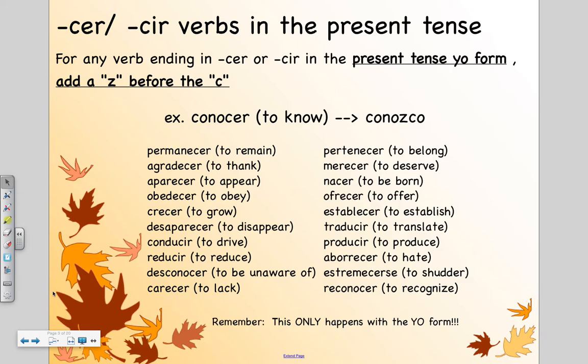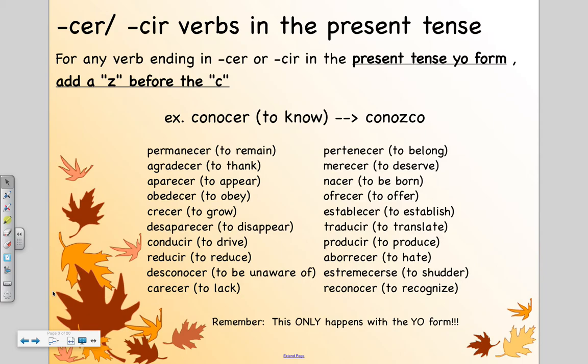CER and CIR verbs in the present tense. These have a slightly irregular yo form, and you've already seen the most common verb that does this, conocer. You all learned that the yo form of conocer is conozco, ZCO, yo form only. What you probably didn't learn was that conocer ends in CER, and any verb that ends in CER or CIR does the same thing. Like nacer, to be born, nazco.